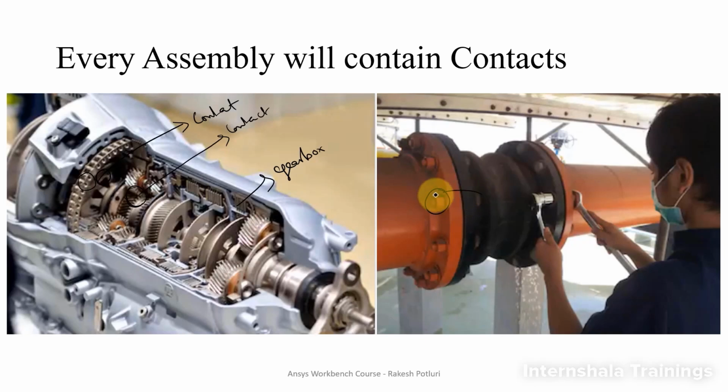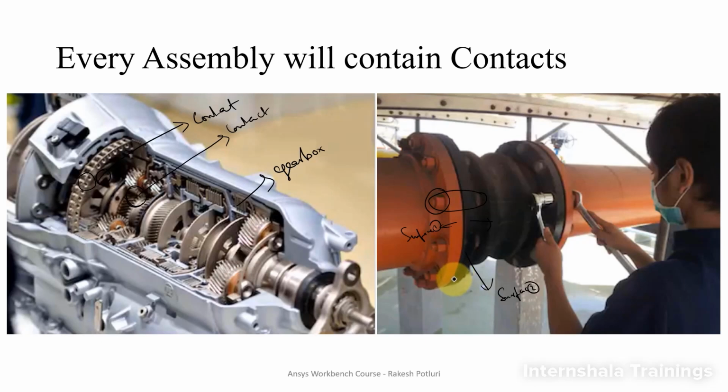Likewise, if using the bolts and nuts, we are making these two surfaces, surface 1 and surface 2, to be in contact. So in order to simulate all these conditions in software, we need to give the contacts. So I think you are able to get an idea of what contacts are and why we require contacts.